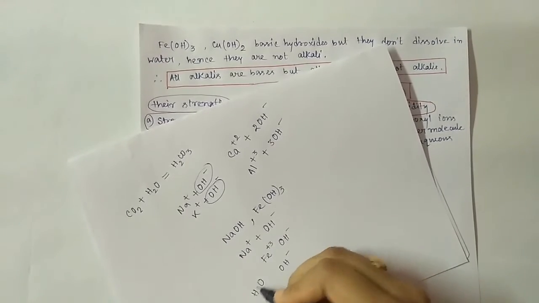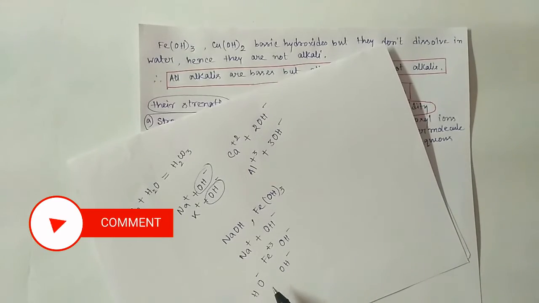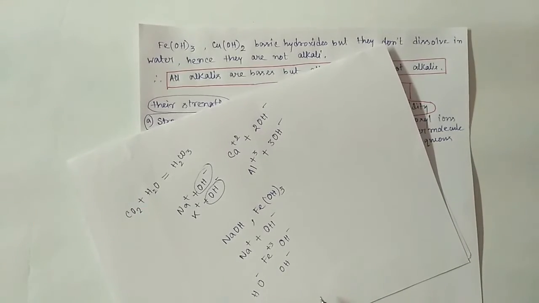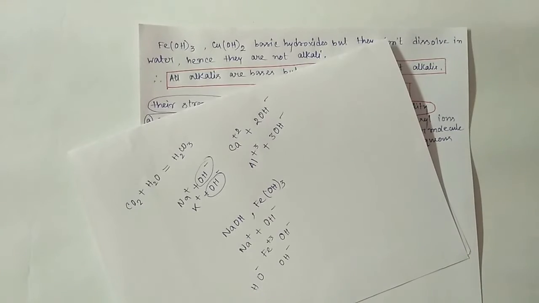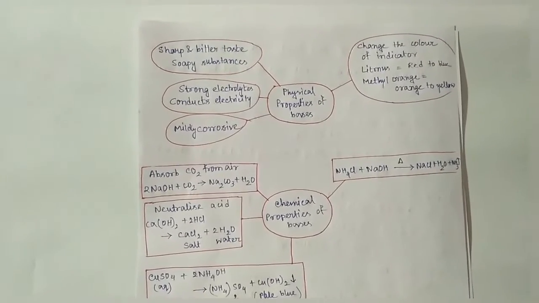That is why when water molecules come to dissociate or break the Fe-OH bond, you have to work very hard, because there are 3 hydroxyl ions surrounding Fe3+. That is why it has to work hard, and for this reason Fe(OH)3 is highly insoluble in water. Now let's learn some physical properties of bases.